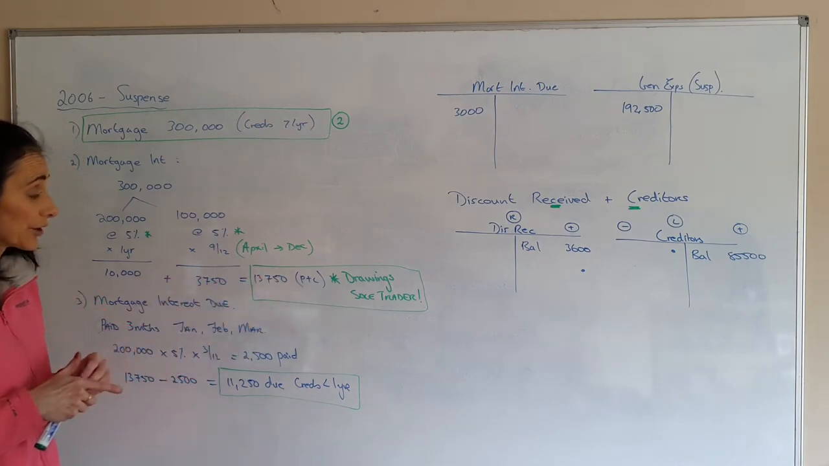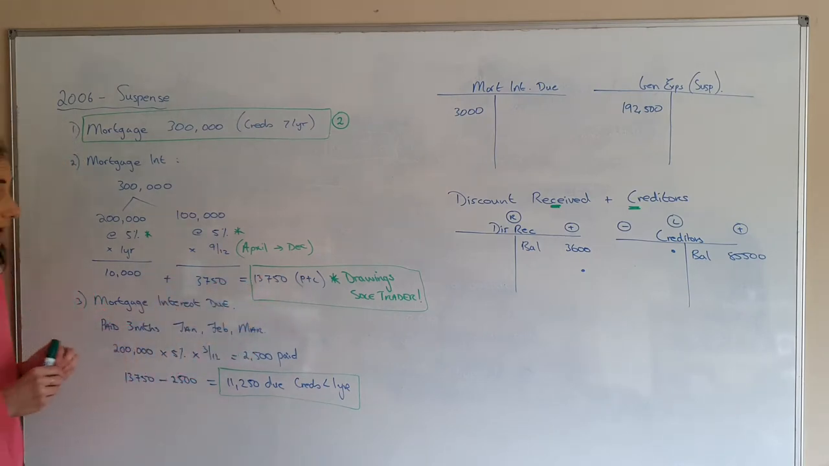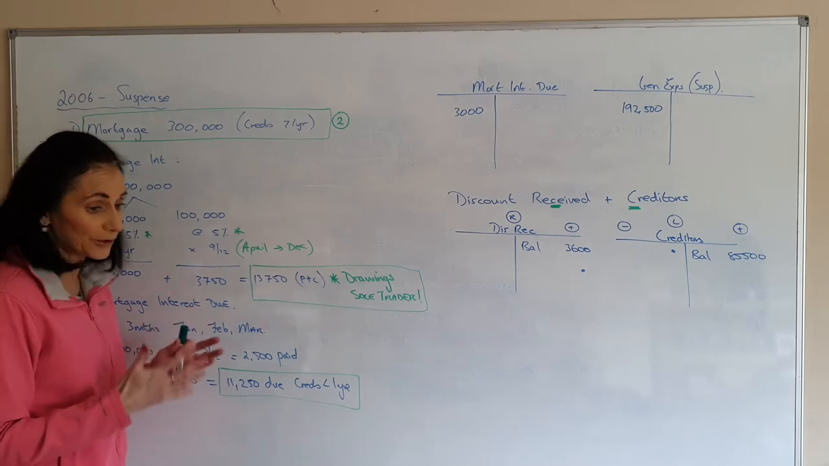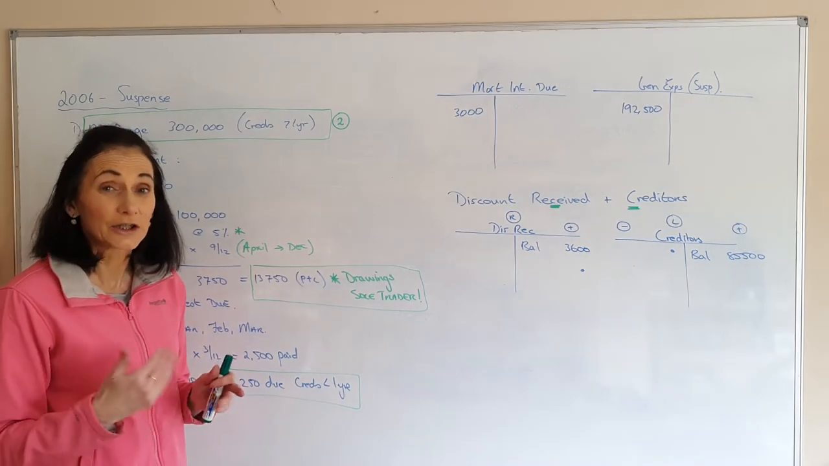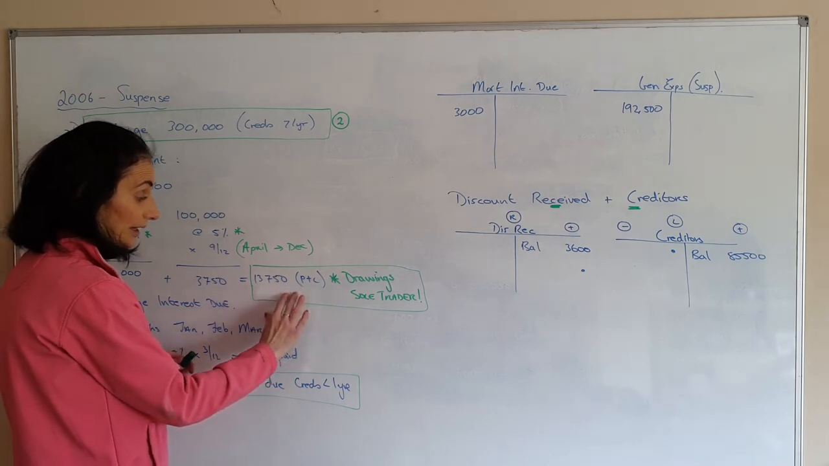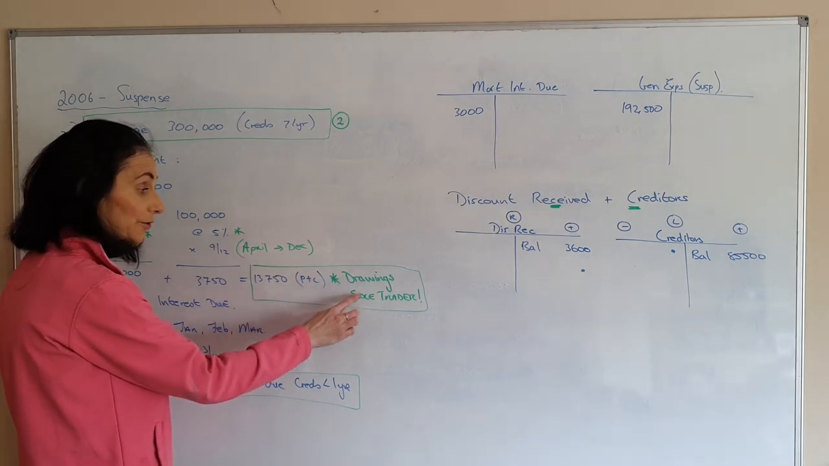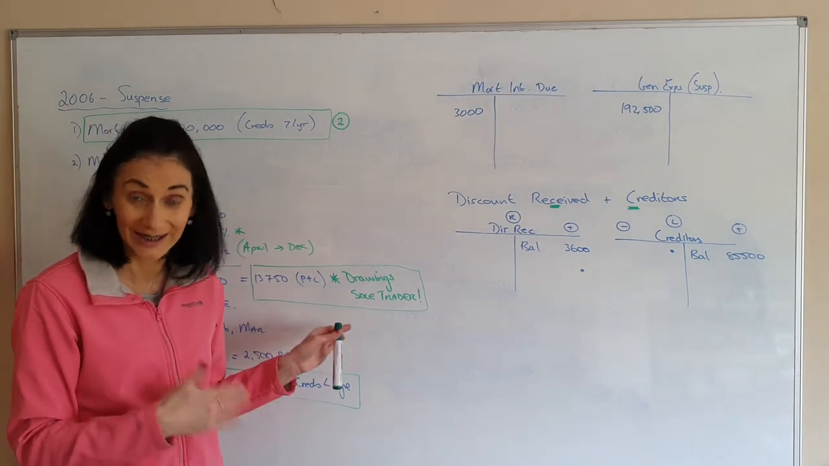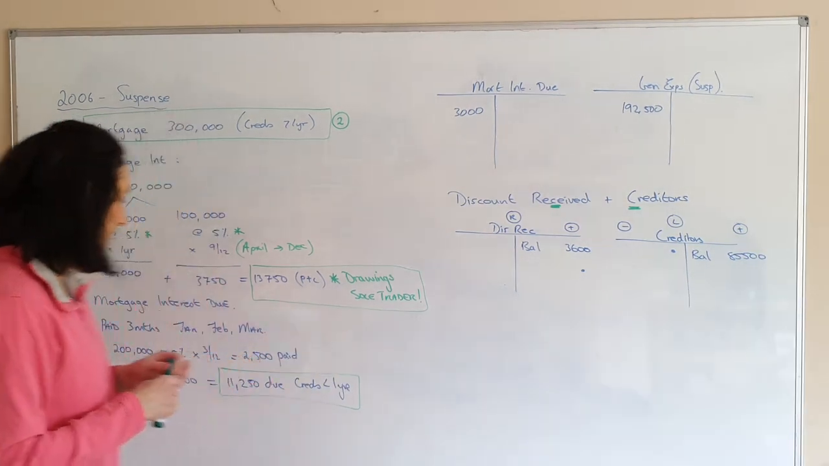Now, the only thing I want you to watch, it's not in this question, but from now on, when you're doing a sole trader, will you watch for drawings? Because generally some of this interest will be for the private residence and you'd have to take it out. But I've just put a note here, drawing sole trader is usually there. Now, it's not in this question.